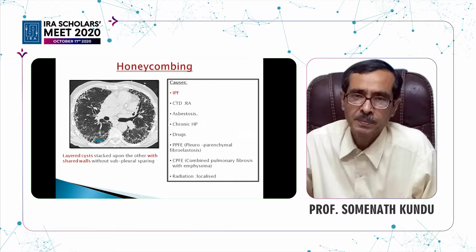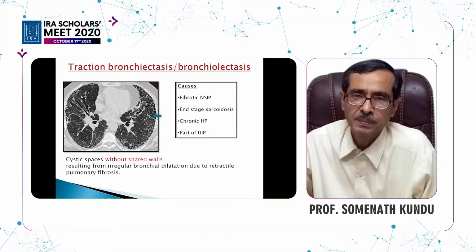The prototypes of honeycomb amongst these are rheumatoid arthritis, asbestosis, chronic hypersensitivity pneumonitis, and drugs. Well, these are the four major causes. Then there is bronchiectasis or bronchioloectasis, where we get spaces, but the walls are not shared. So these are cystic spaces. It results from irregular bronchial dilatation due to retracted pulmonary fibrosis. All causes that cause honeycombing are usually associated with traction bronchiectasis.